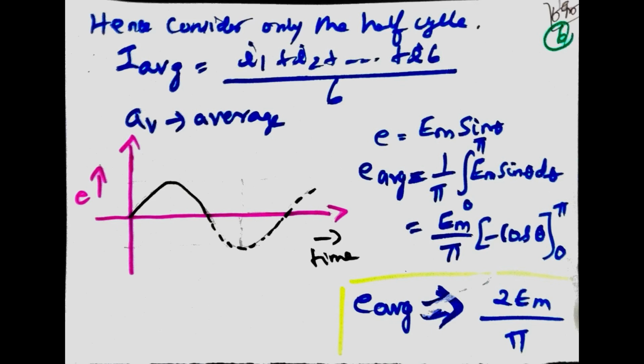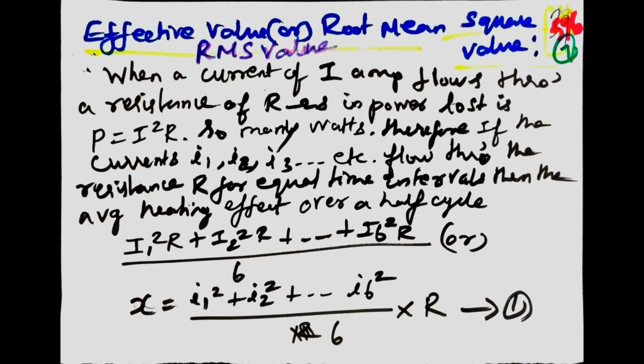Av is average value. Graph shown in figure, that is time versus EMF. We already learned e is Em sine theta. E average is 1 divided by pi integral of 0 to pi Em sine theta d theta, which is Em divided by pi times minus cos theta from 0 to pi. E average we find is 2 Em divided by pi. That is a very important formula. It is asked in 3 more questions and answers, a formula-based problem: Em value is given, find out the E average value.